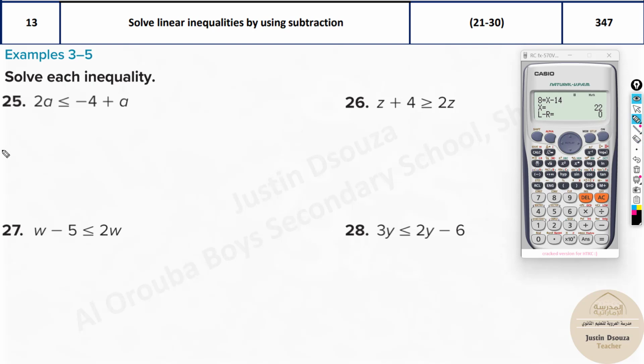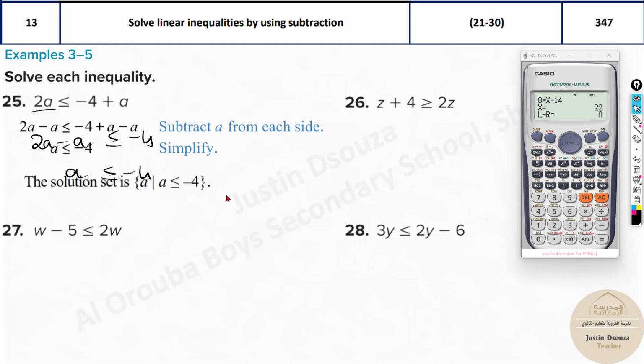When there are two variables, look which is the bigger variable. This is big, so leave that there itself, move this to the other side. It will be 2a minus a less than or equal to negative 4. So it will be a less than or equal to negative 4. This is the answer.